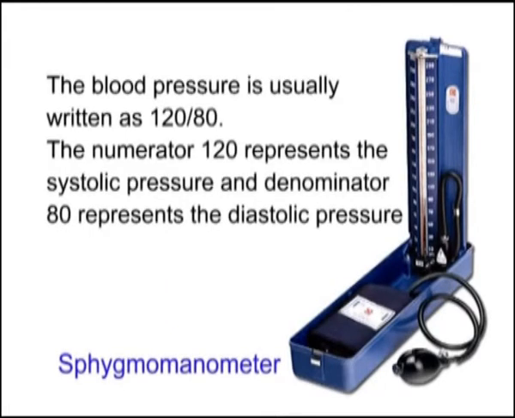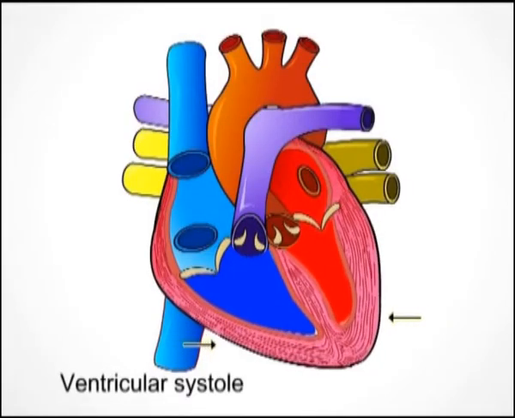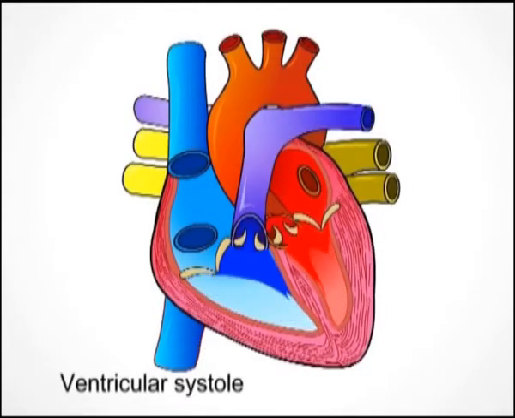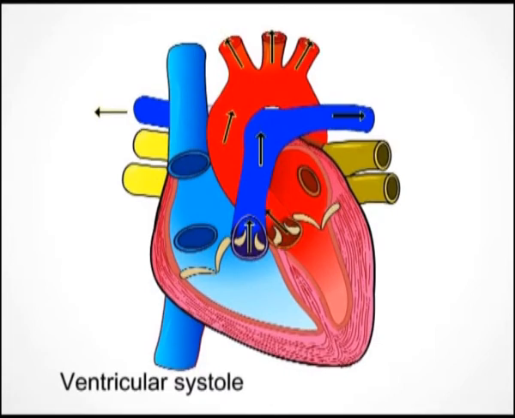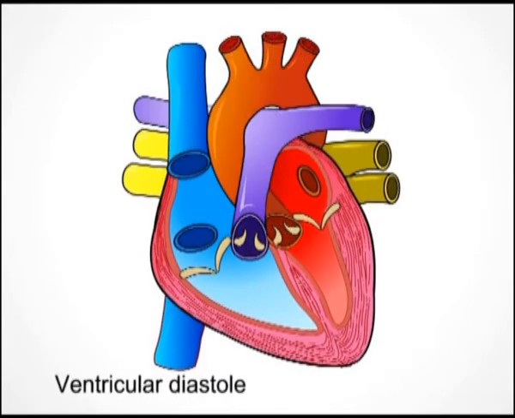The blood pressure is usually written as 120 by 80. The numerator 120 represents the systolic pressure and the denominator 80 represents the diastolic pressure. During ventricular systole, the blood is pumped into blood vessels with high pressure. Blood pressure is more. During ventricular diastole, no blood is pumped into blood vessels, so it is lower than systolic blood pressure.